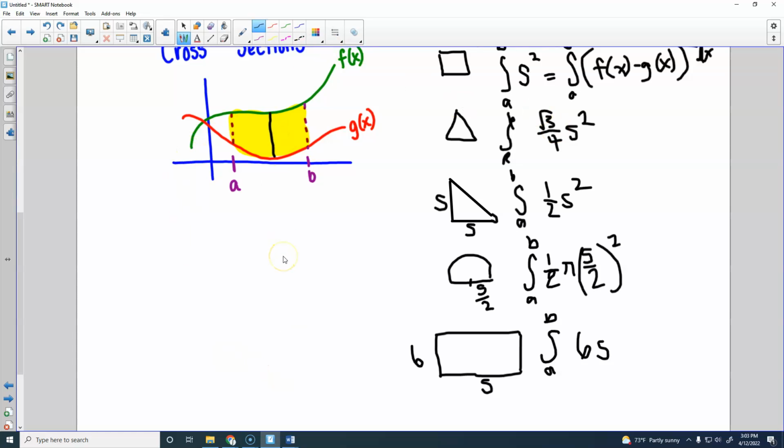Okay, and then for your rotations, you're always pi r squared for those.